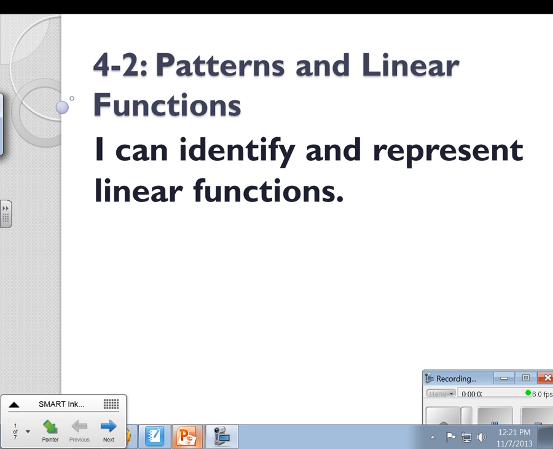In this video 4-2, we will be looking at patterns of linear functions. By the end of the video and work time in class, you should be able to say, I can identify and represent linear functions.